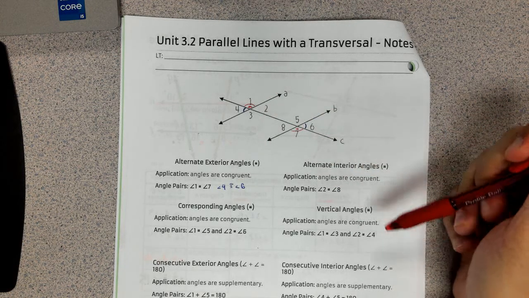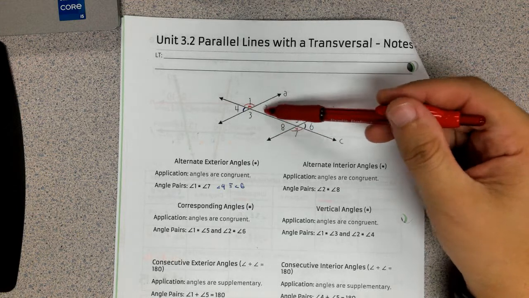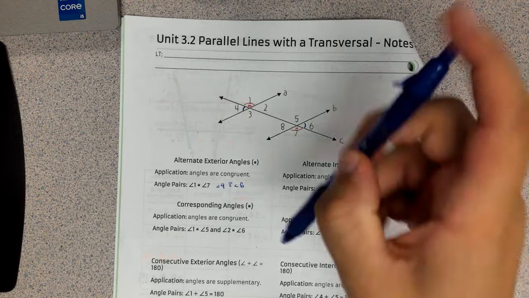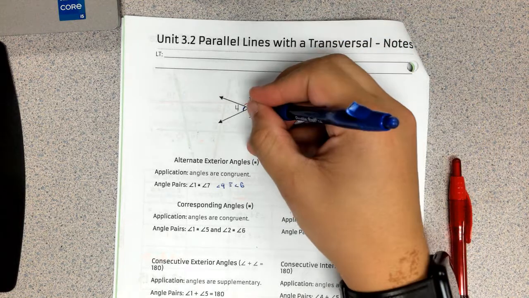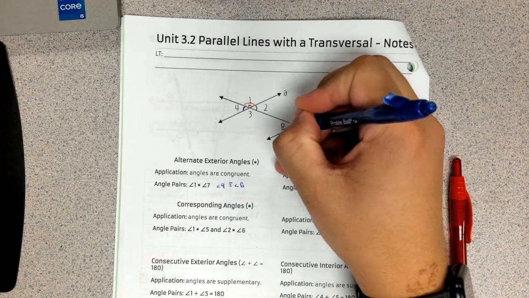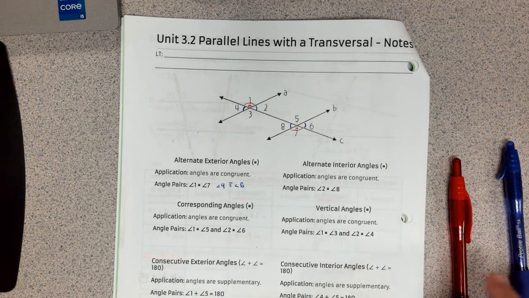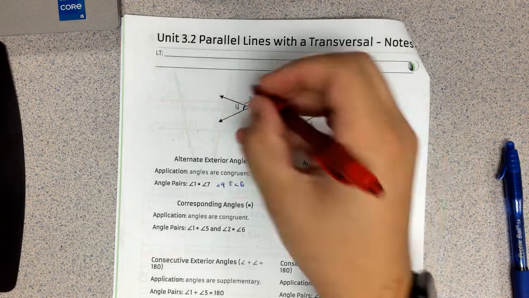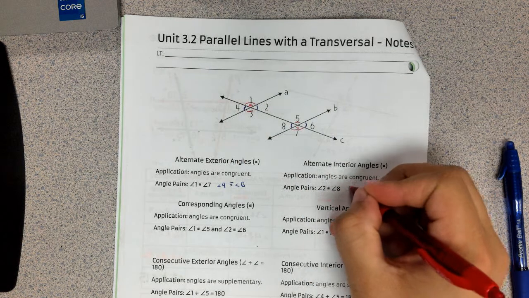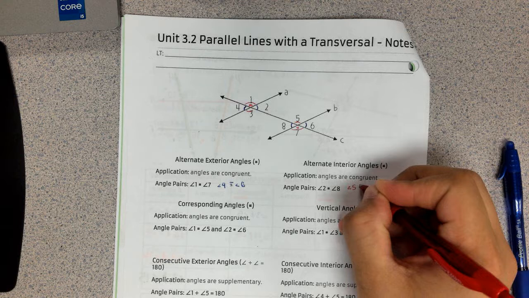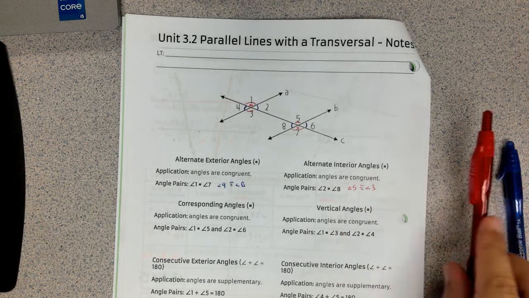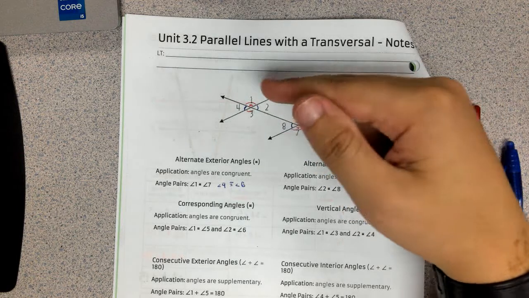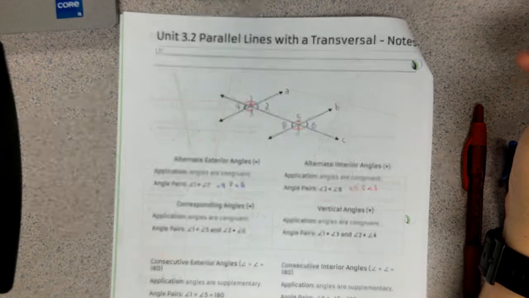Now, if we look at alternate interior, we'll see the same thing. 2 and 8 are both acute. So we can say 2 and 8 are both acute. Therefore, they are congruent. And 5 and 3 are both obtuse. And so they are congruent. Again, we have big and big, small and small, matching each other.